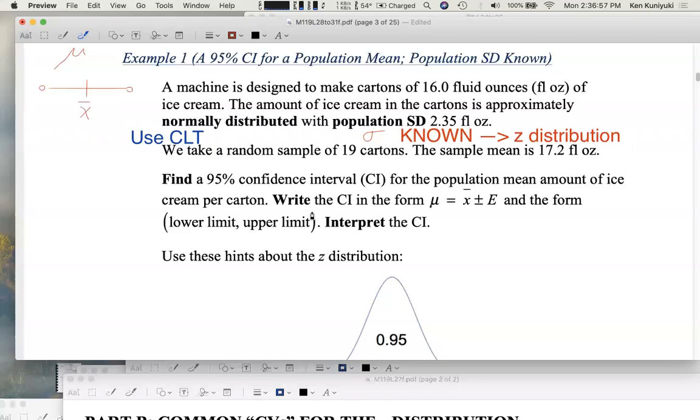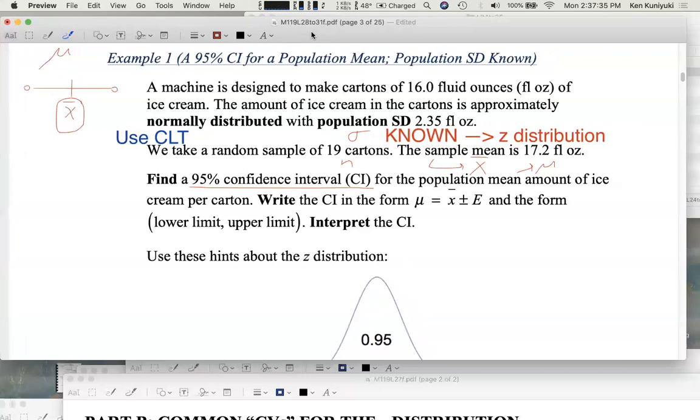And then here are the sample statistics, which we're going to repeat later on. We take a random sample of 19 cartons, so little n, the sample size, is 19. The sample mean, that's our value for x bar here, is 17.2 fluid ounces. And based on all of this, we found, in example 1, a 95% confidence interval for this population mean mu. Remember, the sample mean is x bar, the population mean is mu. And we wrote the CI, the confidence interval, in different forms.